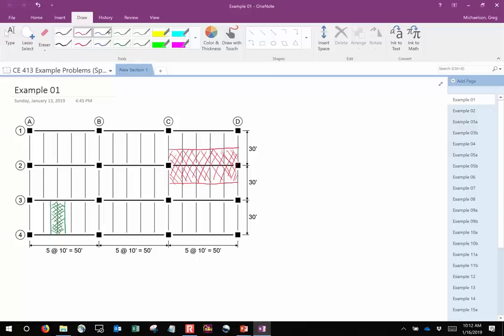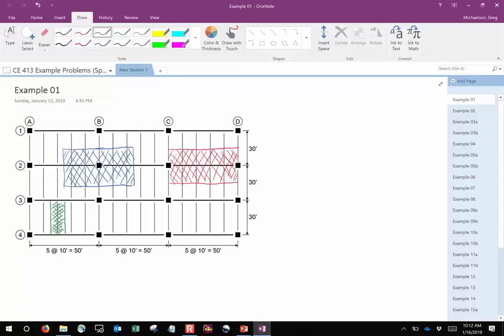And then the last one was the column B2. So again, you're looking at the columns in this instance, so you go halfway over to the next adjacent column. So we're talking basically halfway here and halfway there and so on and so forth. So that tributary area is going to look like this. Sound good? All right. Any questions?